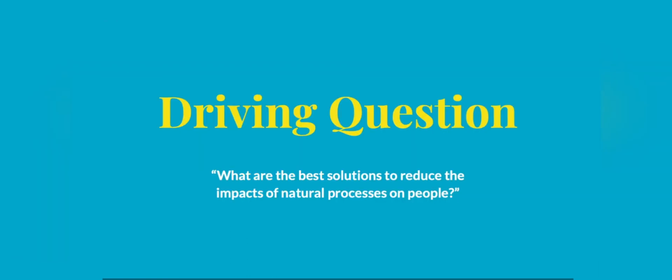Previously, we have learned that a variety of hazards result from natural processes. Humans cannot eliminate the hazards, but can take steps to reduce their impacts. The driving question for today's lesson is about finding the best solutions to reduce the impacts of these processes on people. What are the best solutions to reduce the impacts of natural processes on people?